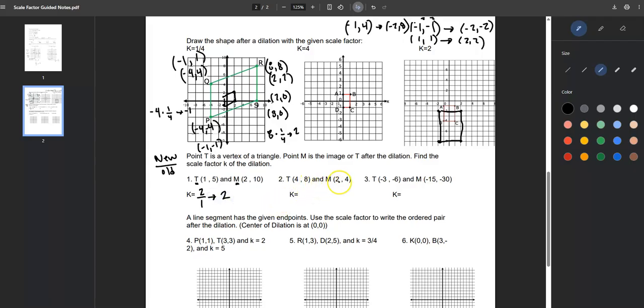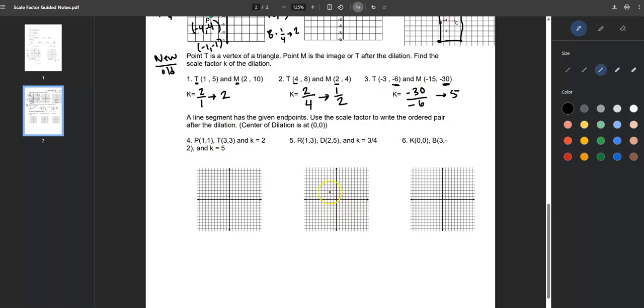Okay, same thing here. I can go either X or Y. So if I take my X's, new would be 2, old would be 4, and that simplifies to 1 over 2. Okay, let's do the Y's here. So this would be negative 30 and negative 6. New over old, so negative 30 over negative 6, and that's going to simplify to 5. So that's how you find those scale factors.